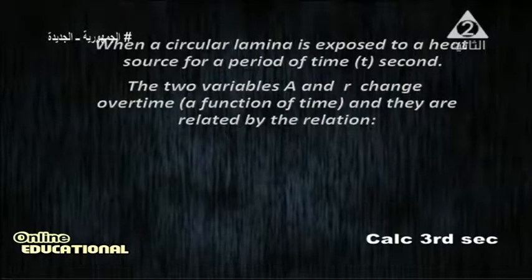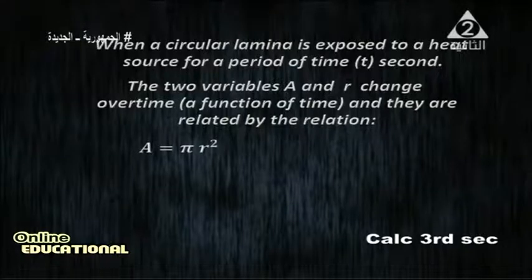when a circular lamina is exposed to a heat source for a period of time t seconds, the two variables A and r, where A is the area of the lamina and r is the radius of the lamina, change over time. Then we have functions of time, and they are related by the relation A equals pi r squared, the area of the circle.